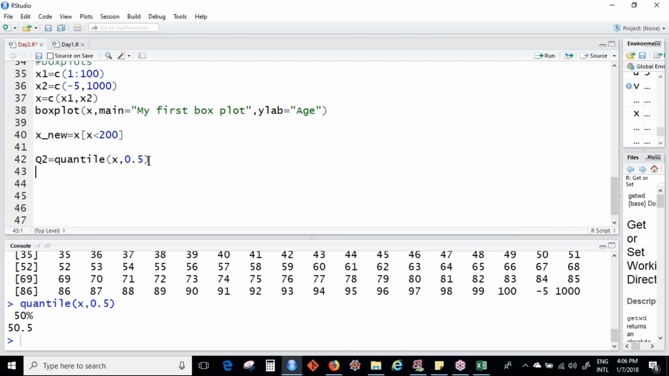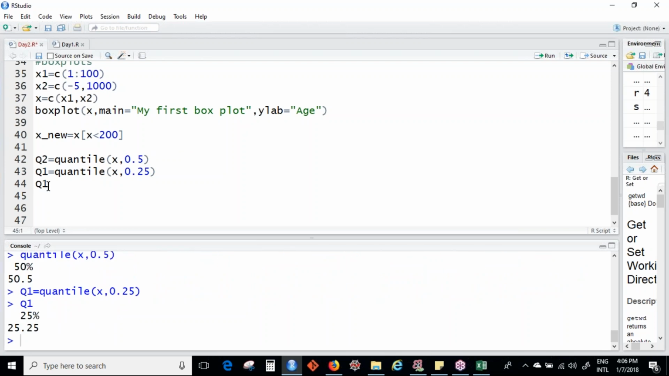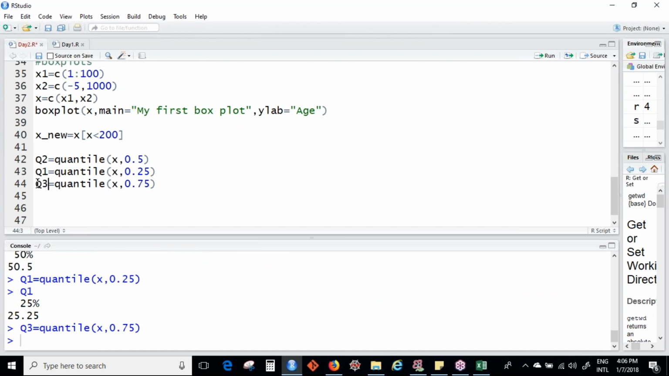Similarly, if I have to get Q1, Q1 is nothing but quantile of x at the 25th percentile. If you want to see its value, it is 25.25. Similarly, I can calculate Q3 also, quantile of x at 0.75. This is your Q3, which is 75.75. And that makes sense, because we had numbers from 1 to 100, so the numbers are very close to their percentile also.